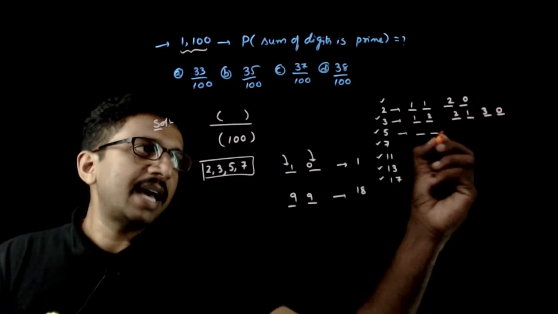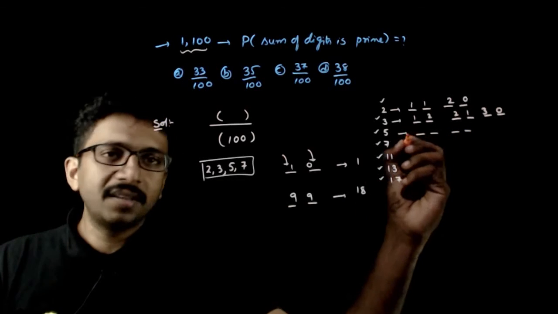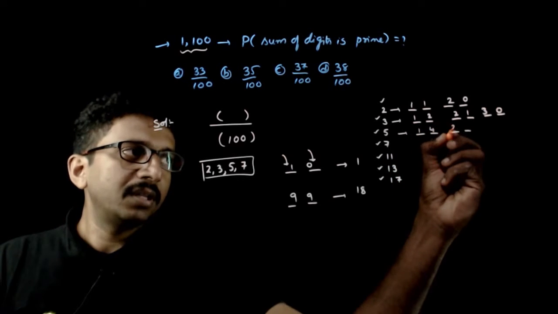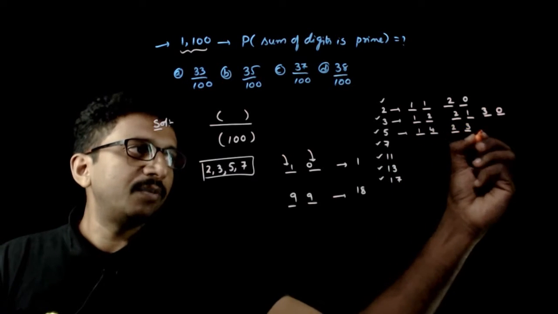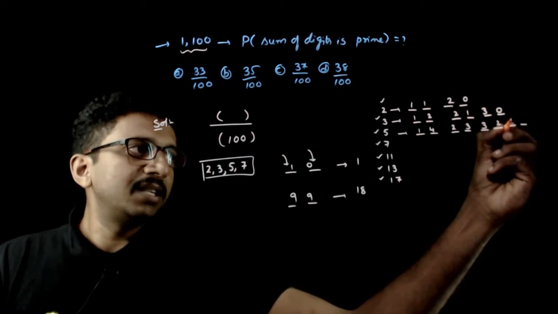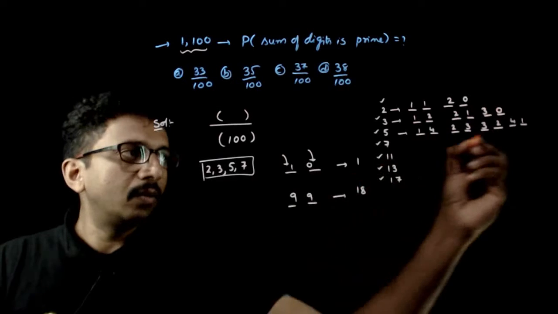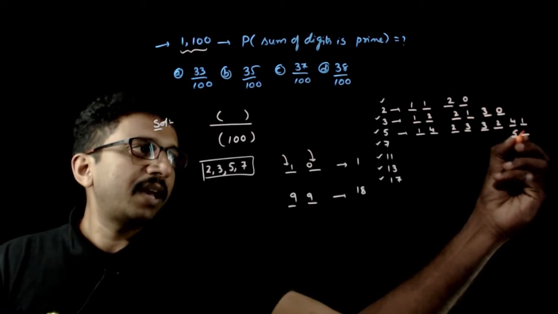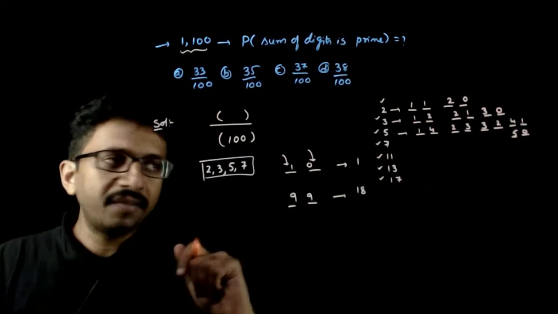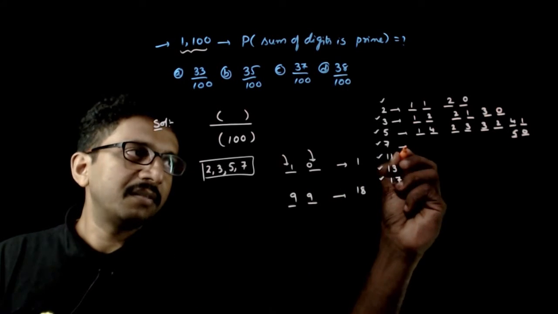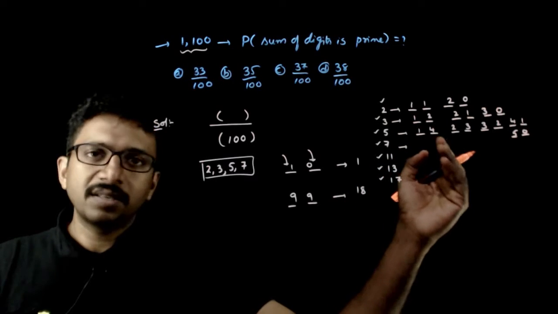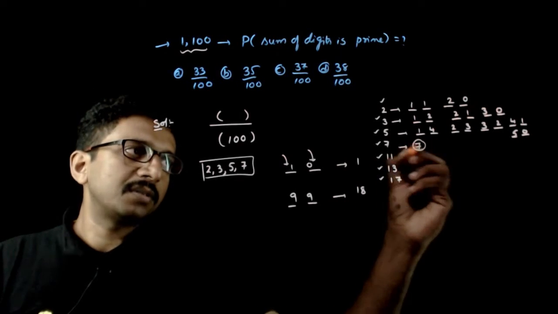If the sum of the digits has to be 5, how many options are there? If the first digit is 1, the next digit has to be 4. If the first digit is 2, the next digit has to be 3. If the first digit is 3, the next has to be 2. If the first digit is 4, the next has to be 1. If the first digit is 5, the next has to be 0. So you have 5 numbers. Similarly for 7, the first digit can be 1, 2, 3, 4, 5, 6, 7. So you have 7 options.